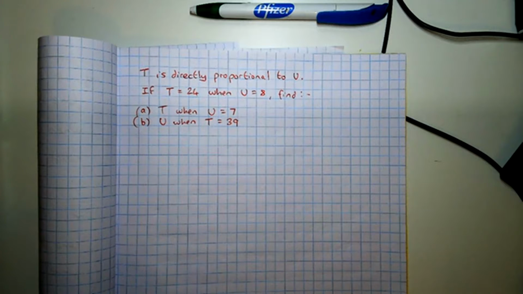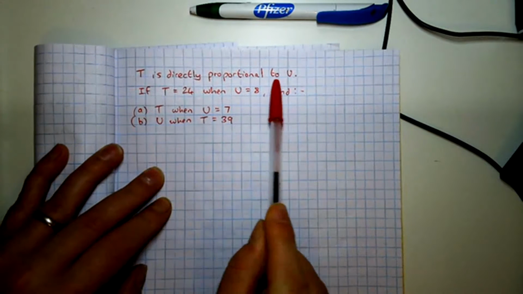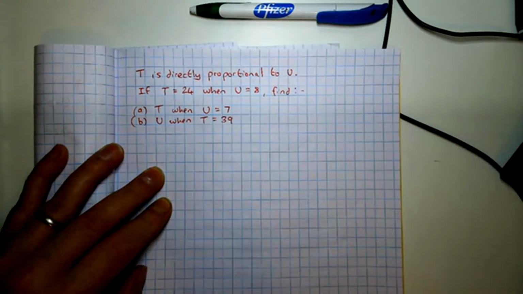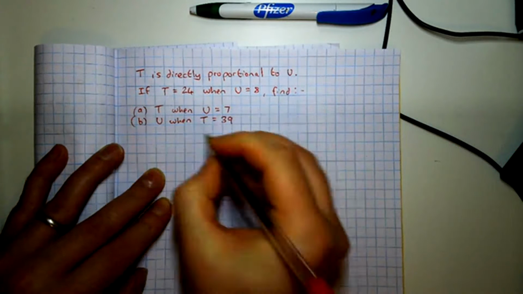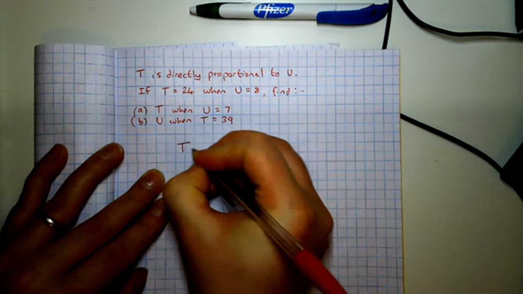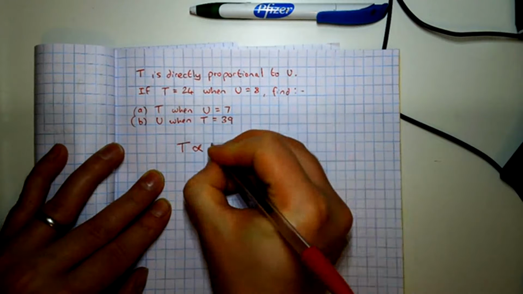Okay, so here's an example of how to work through direct proportion questions. First thing you're told is that t is directly proportional to u. So what we're going to do is write that just in shorthand. So t is directly proportional, there's a directly proportional symbol, to u.